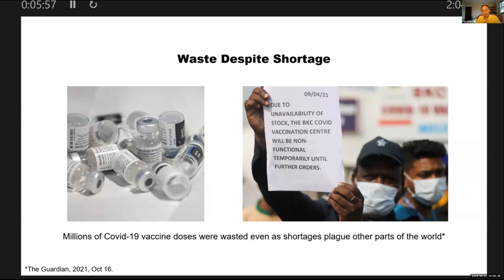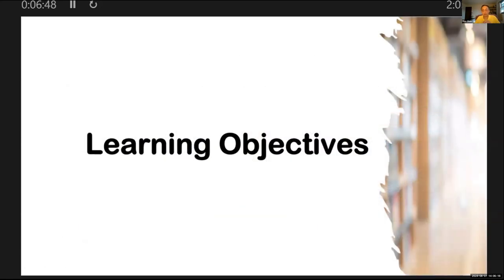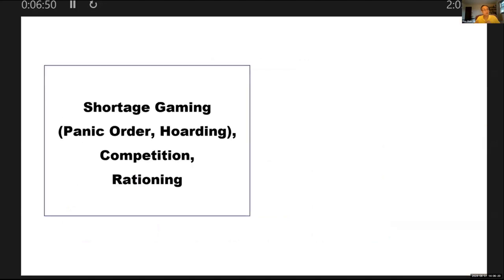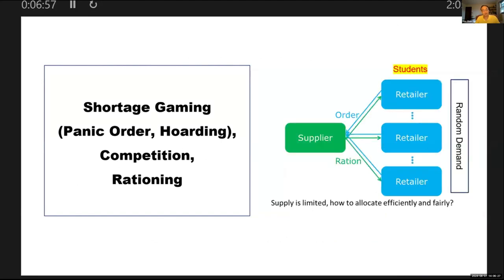These are important and contemporary topics in supply chain management education, so students need to learn how to handle them. The learning objective of the game is shortage gaming, as we have just discussed, including panic orders and hoarding, and supply chain competition. They really have to compete in the sense that retailers' actions will affect the other retailers' payoffs. And finally, rationing.